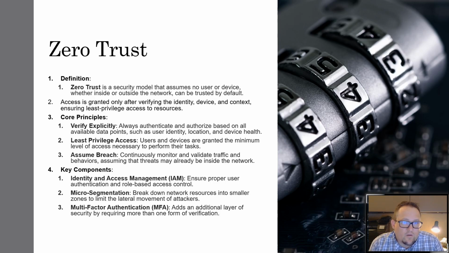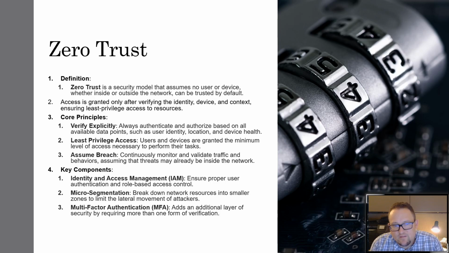So our core principle here is we're going to verify everything. We want to make sure that we only grant you privileges that you need to do your job. So at the beginning, we might give you no privilege because we don't trust you. And then always assume that there's a breach. What this means is we're going to monitor as much as we can to validate that the traffic and everything within our network is actually proper traffic.